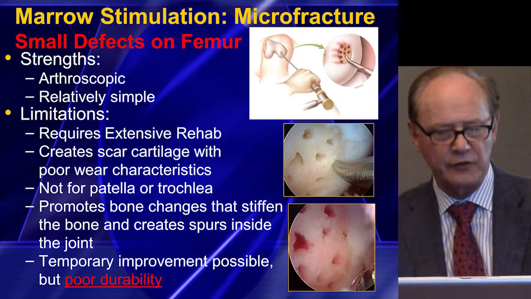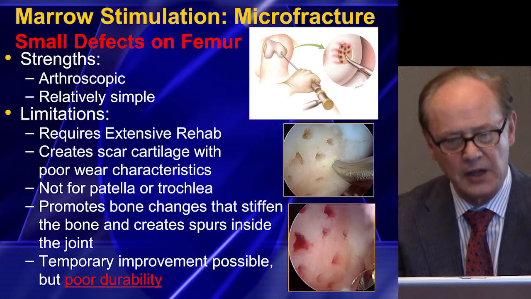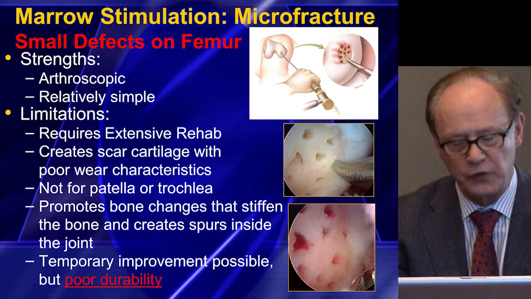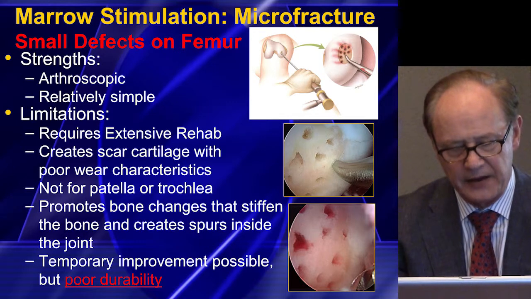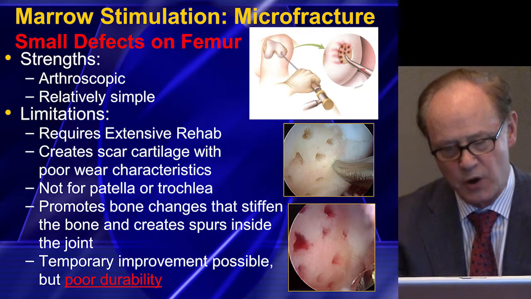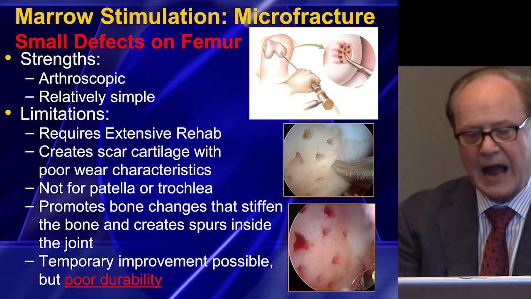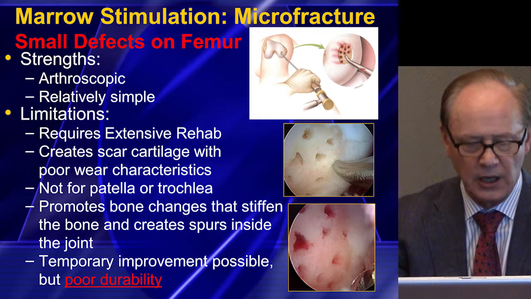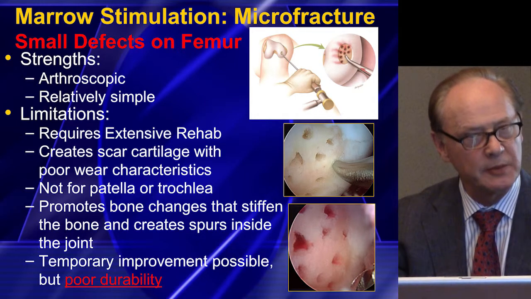Now, microfracture. You see examples there on the right of a little, like an ice pick, putting little holes in the bone. The idea is the blood in the marrow below the surface of the bone comes up and fills those little cracks. It's relatively simple to do. It does require extensive rehabilitation.